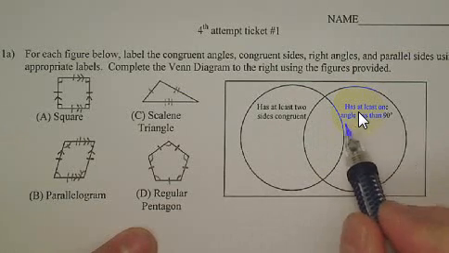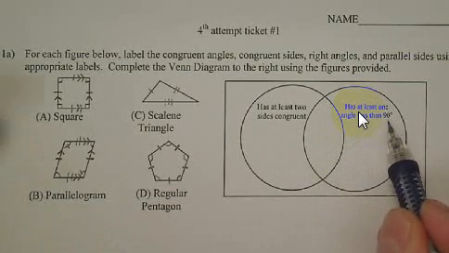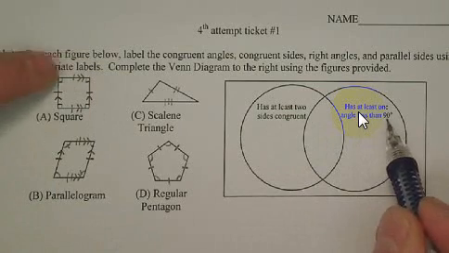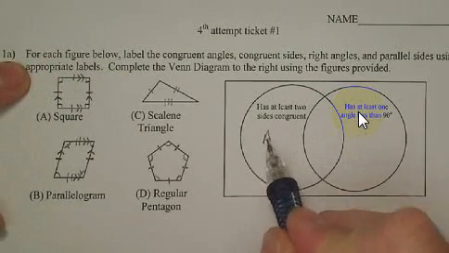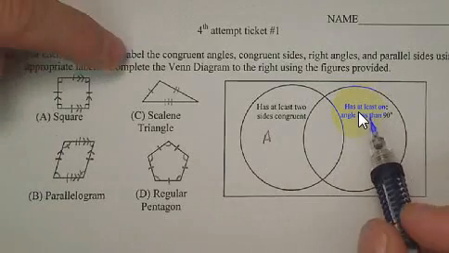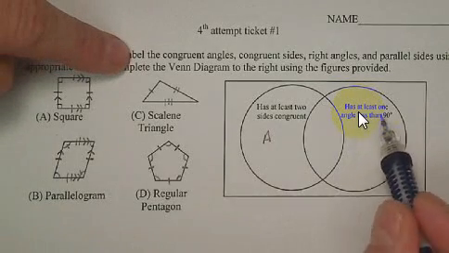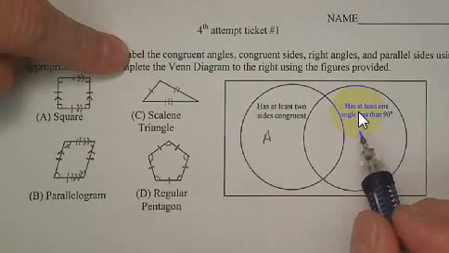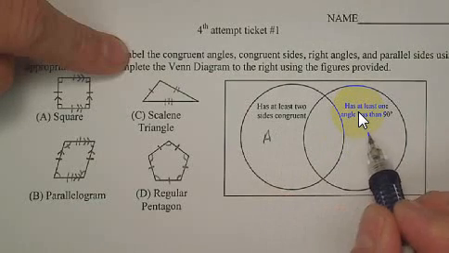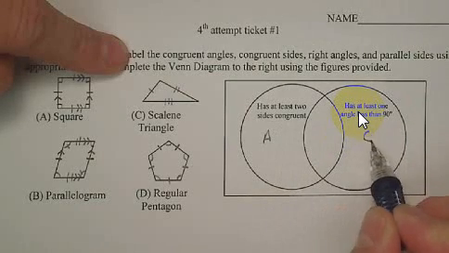Has at least one angle less than 90 degrees. Well, for a square, they're all 90, so there's no square for this one, but there was a square here, so I'll stick A there. A scalene triangle has at least one angle that's less than 90. That's these 2 corners you see there. And it didn't have any congruent sides, so the scalene triangle will go here.